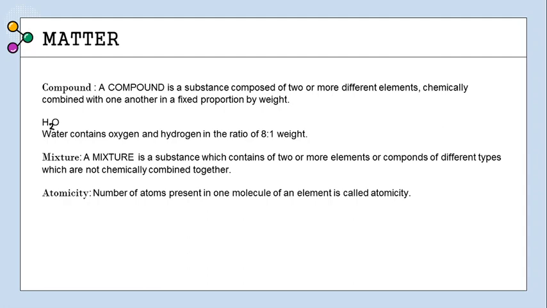Coming to the next one, mixture. A mixture is a substance which contains two or more elements or compounds of different types which are not chemically combined together. For example, we have NaCl in water.